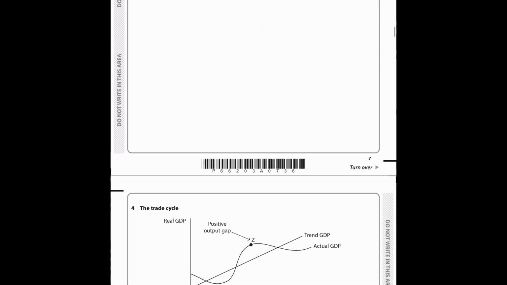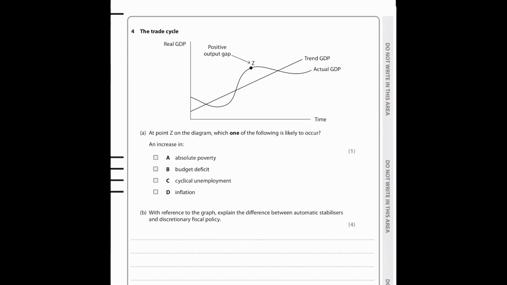There we go. The trade cycle, okay. Real GDP, positive output gap. There would be a negative output gap. And you can see that we always fluctuate in cycles in our trade cycle. So at point Z on the diagram, which one of the following is likely to occur? So as I mentioned, a positive output gap typically results in low unemployment. So actually absolute poverty would decrease, not increase. An increase in the budget deficit. Well, a budget deficit is when government spending is greater than taxes.